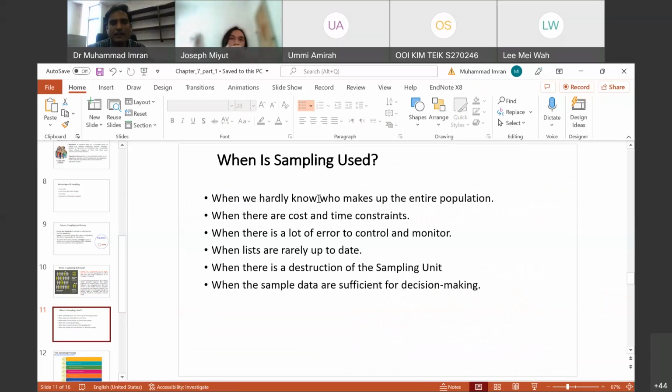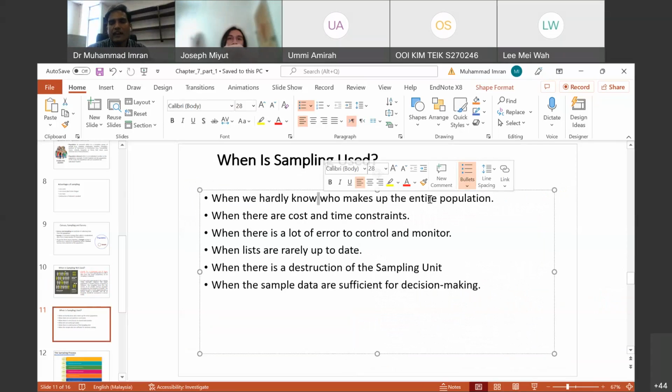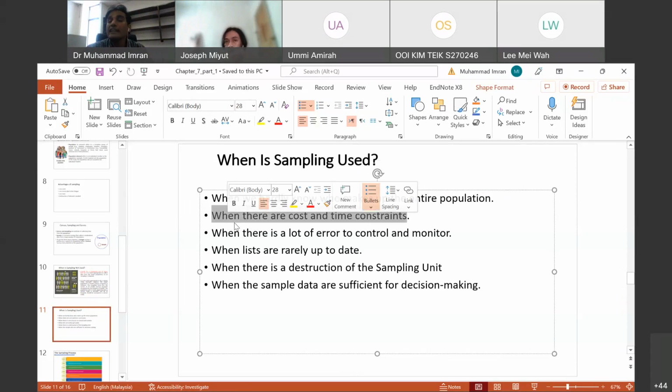Suppose we hardly know how many make up the entire population, and we cannot cover the whole population. That's why we can go for sampling. When there are cost and time constraints, yes, maybe we can get responses from all employees of UPSI, but we don't have so much time. We also don't have so much money, because we would have to stay there for many days. So that's why in this case we are going to choose a sample.